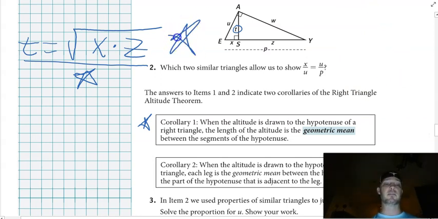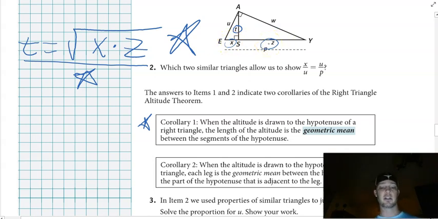So this is the most important one, and that's usually the easiest one to identify for most students. Whenever you're trying to solve for the altitude, and you happen to know the two pieces of the hypotenuse, that one is just easier to remember for most students. T is going to be the geometric mean of the two pieces of the hypotenuse, x and z.